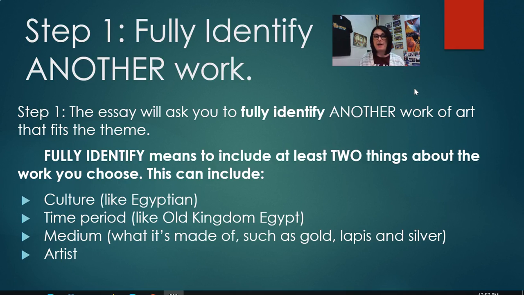Fully identify means to tell at least two things about that work of art, okay? You can do the culture, you can do the time period, you can do the medium, what it's made of, you can do the artist if you know it. You only need two things. But my word of advice is say everything that you can about it, that you know, all right? Just basic information, who made it, where it was made, when it was made, what it's made of.